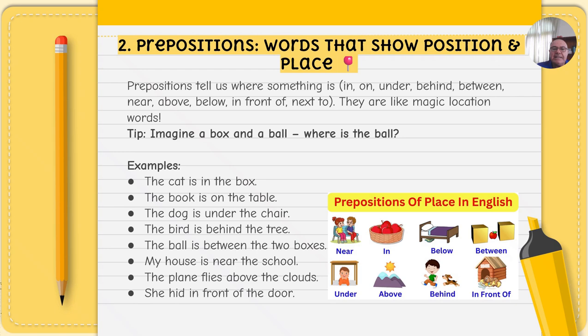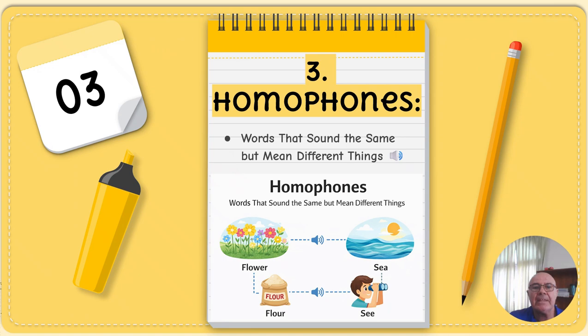The cat is in the box. The book is on the table. The dog is under the chair. The bird is behind the tree. And so on. Now we will look at homophones.